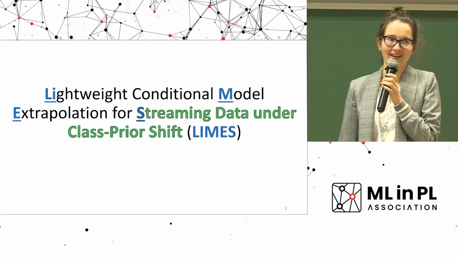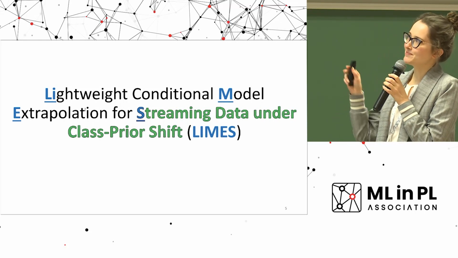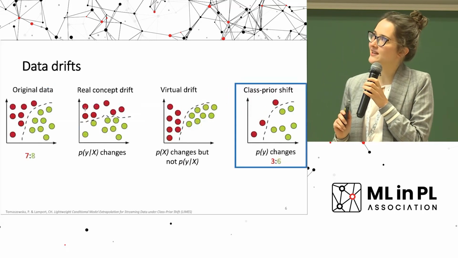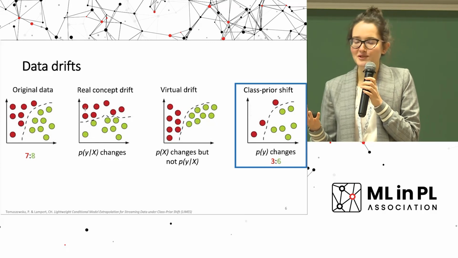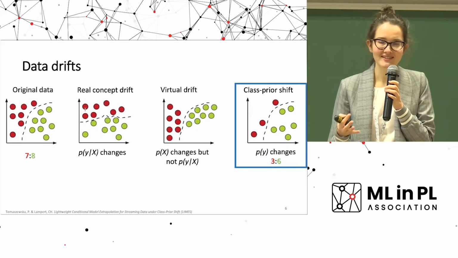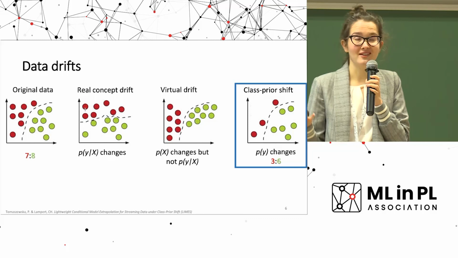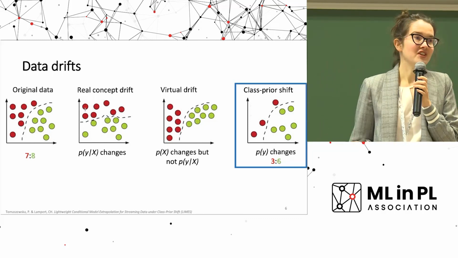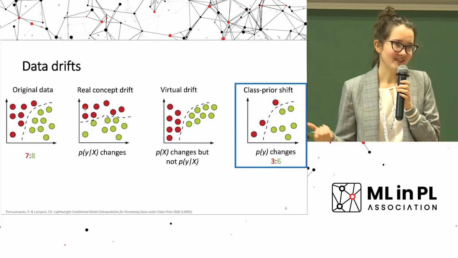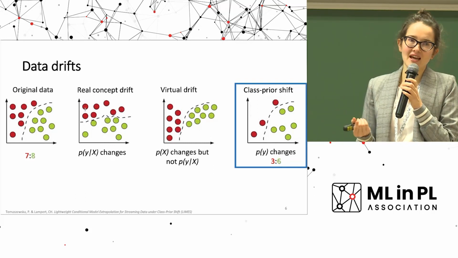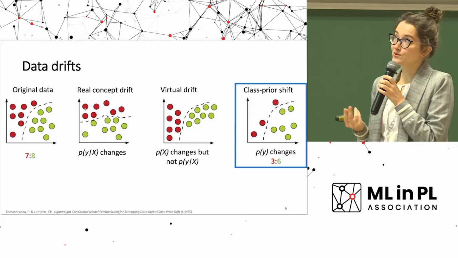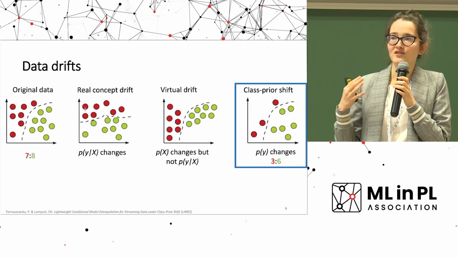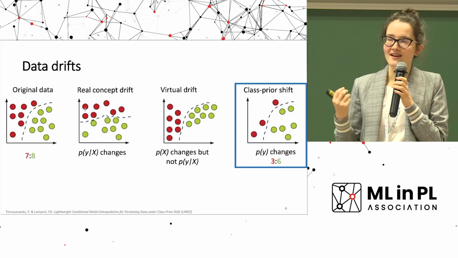Going back to the title, let's focus on the second part of it, streaming data under class prior shift. What does it mean? I guess most of you can imagine what streaming data is. This is data that we generate all the time, and that is processed in real time. But what's the problem with such data? First of all, there's a lot of it, and if we want to process it in real time, we have to be quick. But also, this data is mostly non-stationary. It means that some different changes are happening in this data.